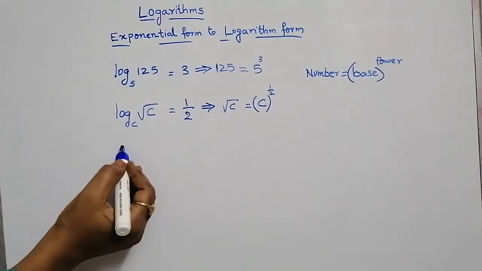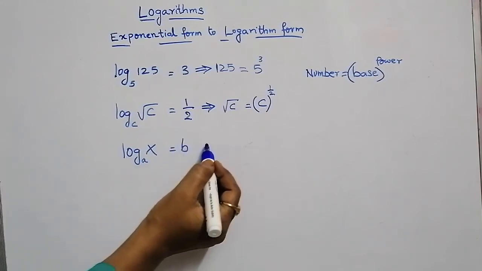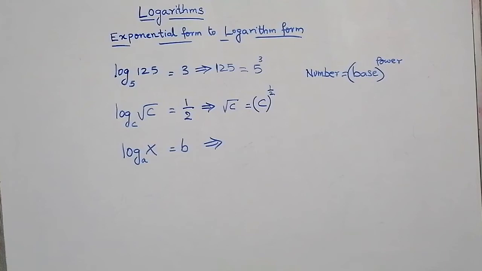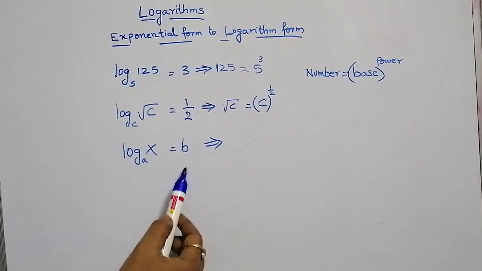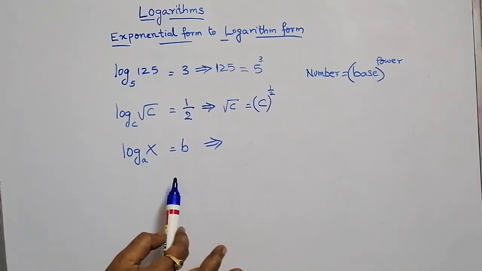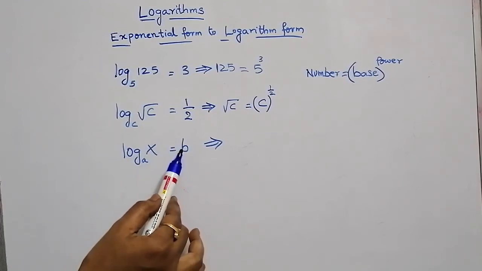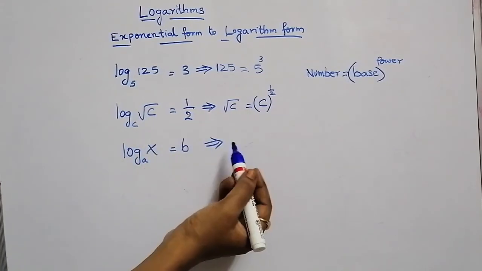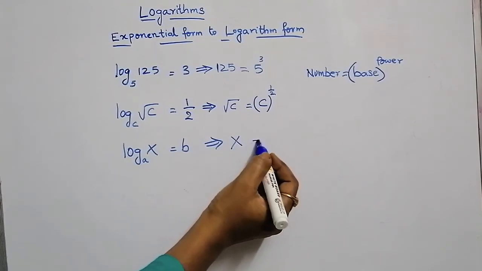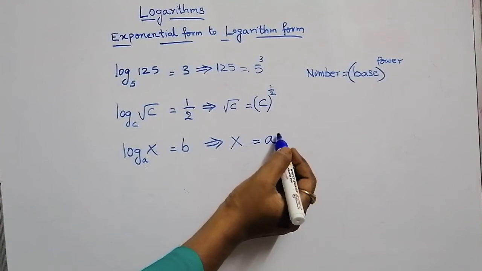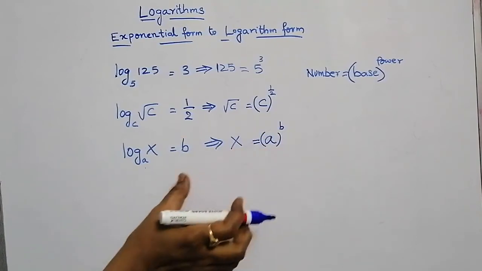Let us take another example. Log x to the base a is equal to b. Now let us convert this into our exponential form. If you come across x, a, b in questions, don't get confused. Just think about our number, think about the base, and think about the right side part, that is our power. That's all. Now express this in exponential form. Our number is x, that is equal to base, which is a, and a to the power b, since the power is on the right side.